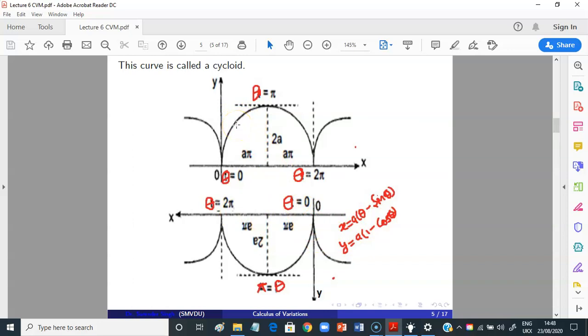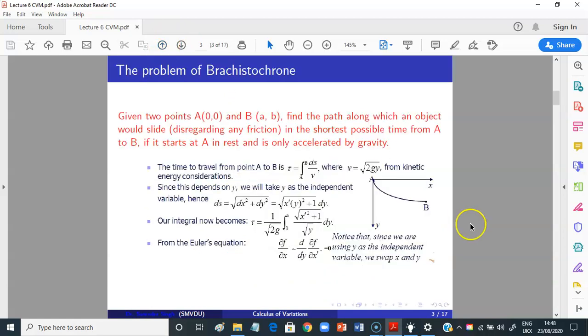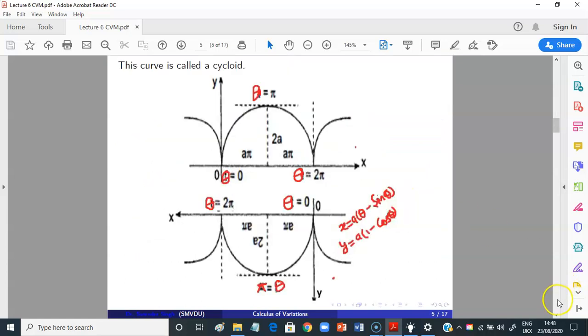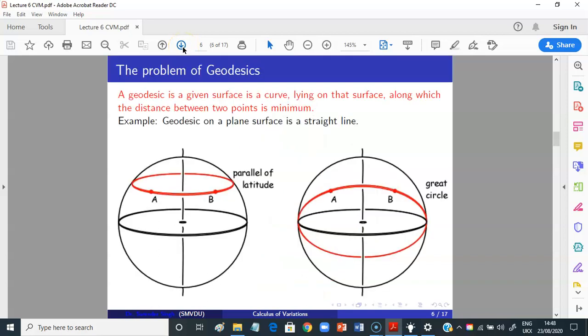So you can see the time will be minimum when the particle is dropped from rest along a cycloid. If this curve is part of a cycloid given by this equation, then the time will be minimum. So this is the solution of the Brachistochrone problem.